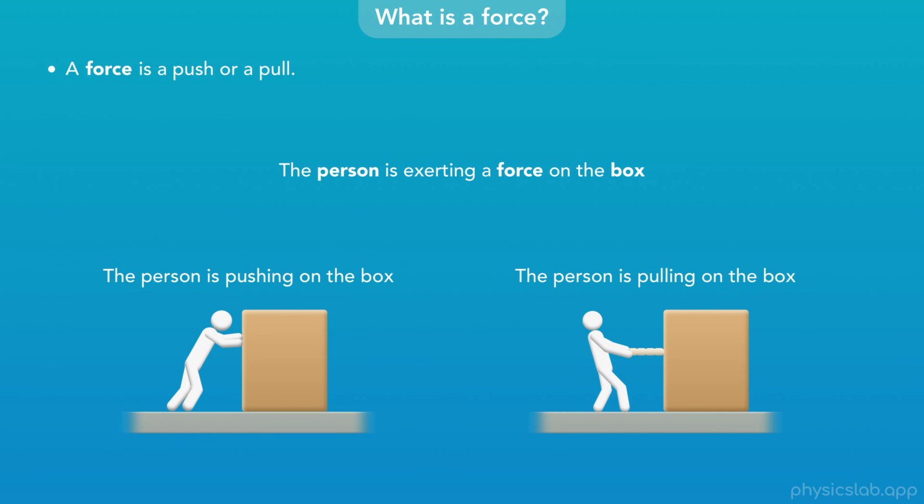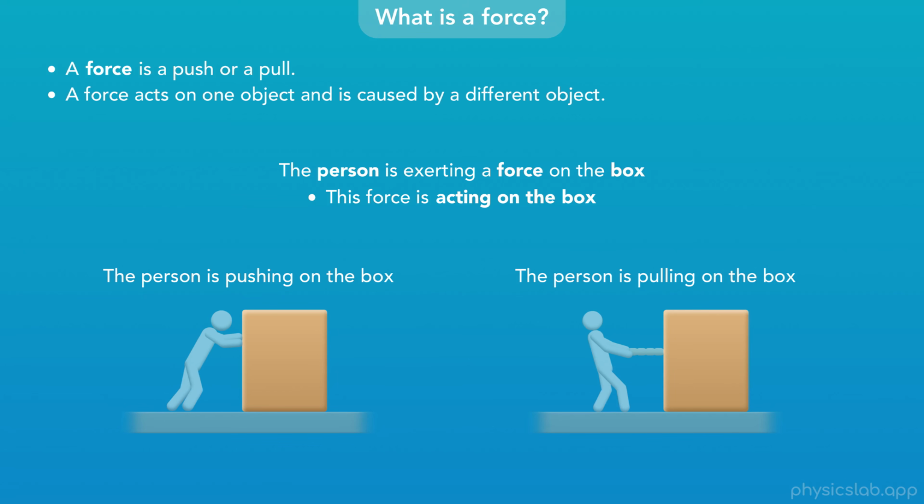Forces always come from the interaction between 2 objects. A force acts on one object and is caused by a different object. In this case, the force is acting on the box, and the force is caused by the person. So the 2 objects are the box and the person. Even though people are pretty sophisticated objects, and we can do a lot of things and move in complex ways, we're still just objects when it comes to physics. If a person applies a force to an object, we don't need to think about what the person is trying to do or anything complicated like that. We just treat it like any other force.